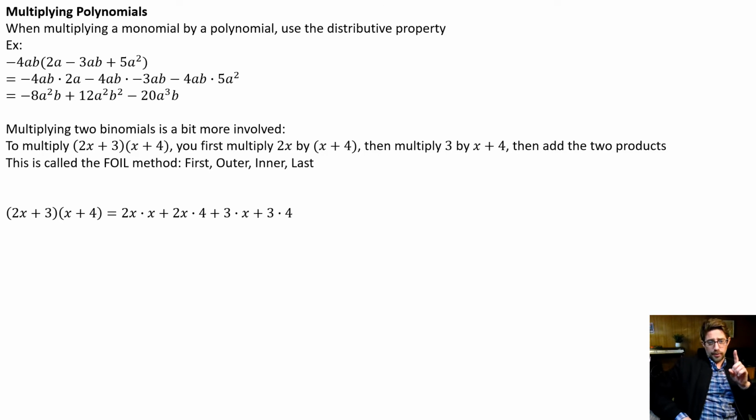Okay, so let's keep going. That's 2x squared plus 8x plus 6x plus 12.